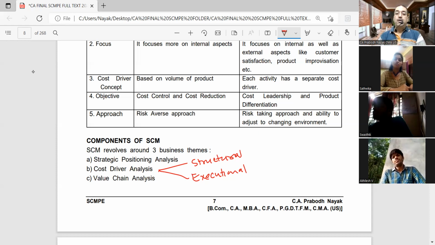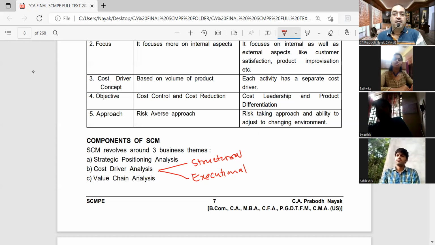Because when we talk about value chain analysis, chain means what? Chain of activities. Now, where does the chain of activities start? Not with my production. Production is a part of the chain. Where does my activity start? Supplier. From where I purchase raw material.